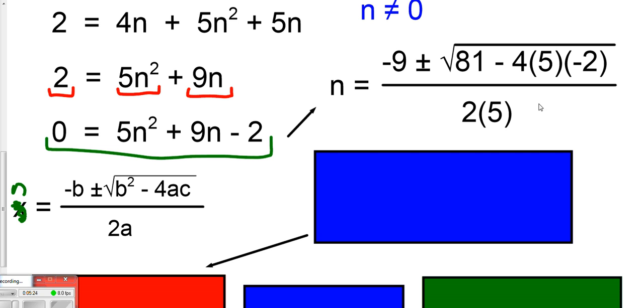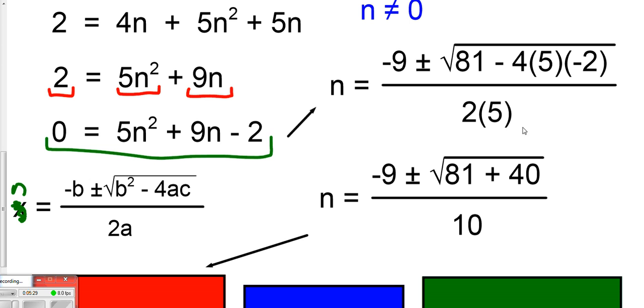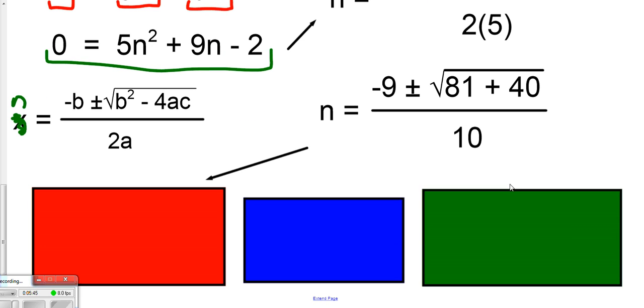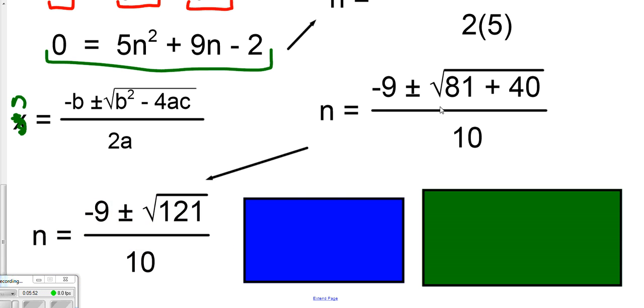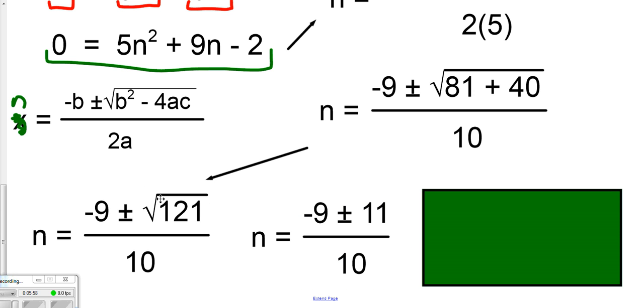Okay, this was my first step, or my first piece, in setting it up to solve. Now, I just keep going through and simplifying. 2 times 5 makes 10 on the bottom. 4 times 5 is 20, times a negative 2 is negative 40. When you are minusing a negative, it's like adding. So it's like we're adding 40. So this is what my simplified quadratic formula says. I'm going to simplify it even more. 81 plus 40 is 121. Square root of 121 is 11.